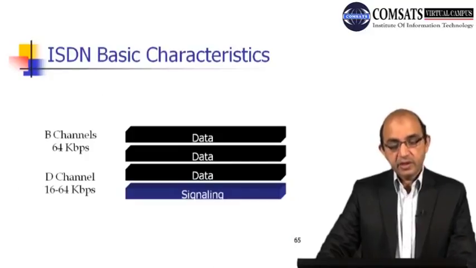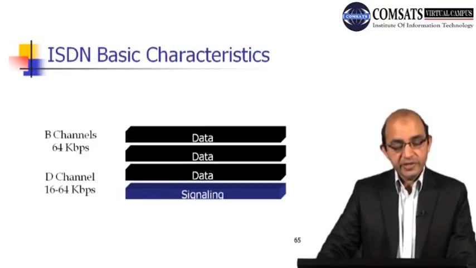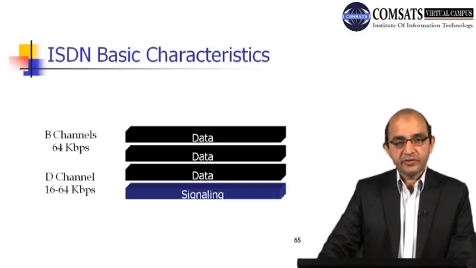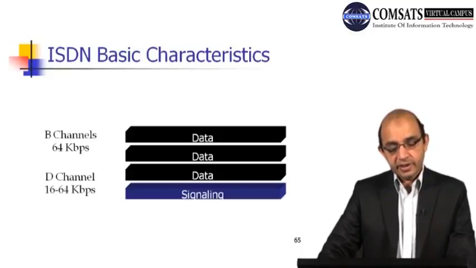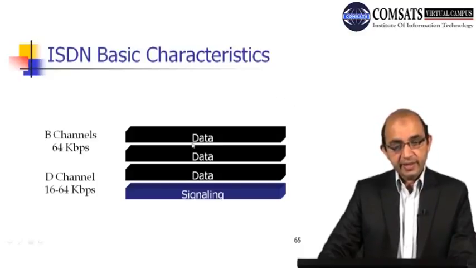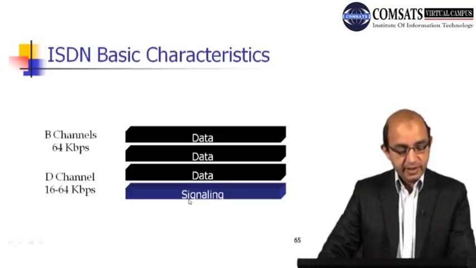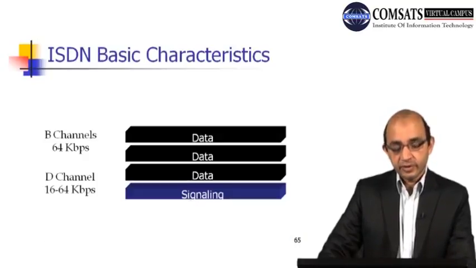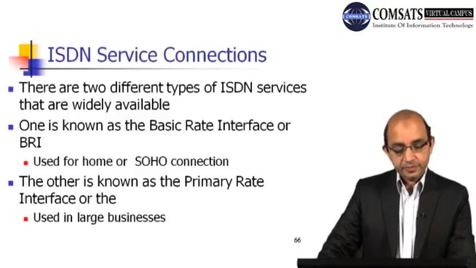So here we have the basic characteristic: you can see that we have B channels, which are called bearer channels, and then we have D channels, and sometimes they are referred to as delta channels or control channels. So B channels carry data, right? And D channels are actually used for signaling or for controlling the communication between endpoints.